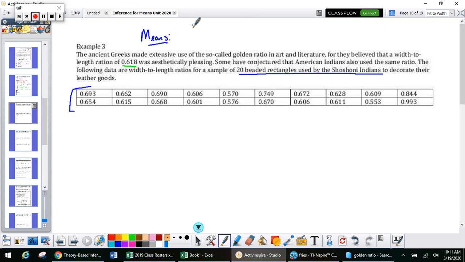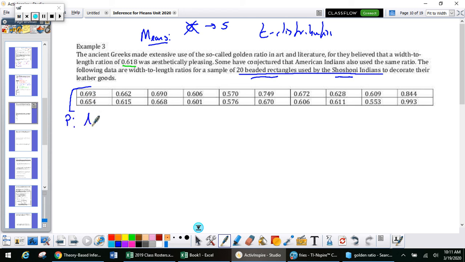The question is, do we know sigma? Did they give us the population standard deviation of all of these beaded rectangles ever made? And the answer is no. So we're going to replace sigma with S, the sample standard deviation of these 20, which tells me we're in that t-distribution. Okay? Alright, so anyways, let's go ahead and walk through this whole thing.